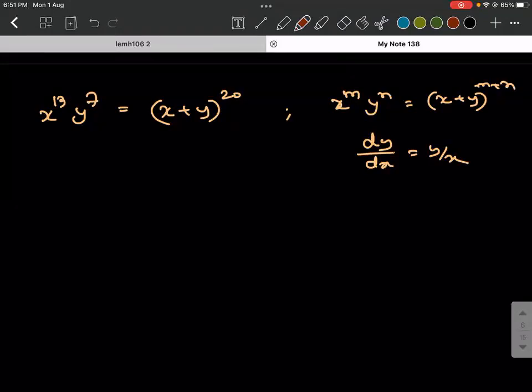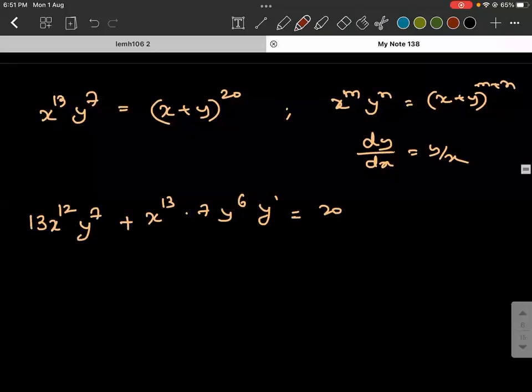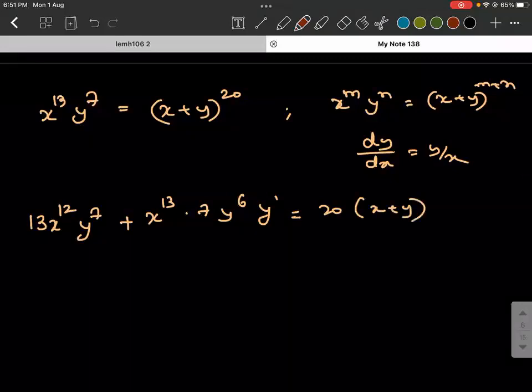No, I'll tell you, it is the same logic. The only thing is instead of m and n you have 13 and 7, that's the only difference. So differentiating: 13x power 12 into y power 7 plus x power 13 into 7y power 6 into y dash is equal to 20 into x plus y the whole power 19 into 1 plus y dash.